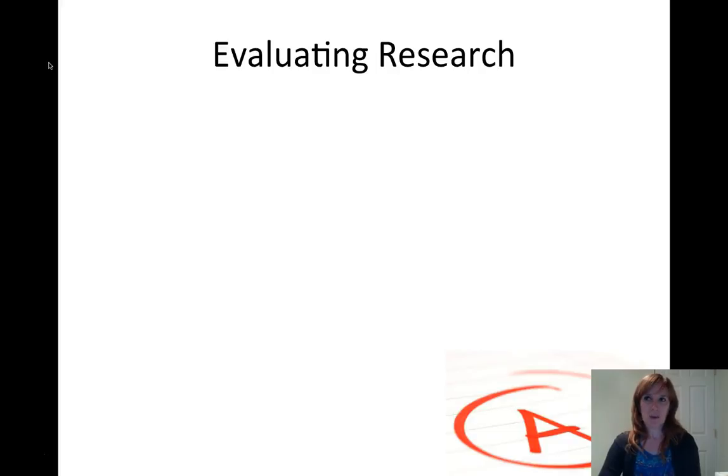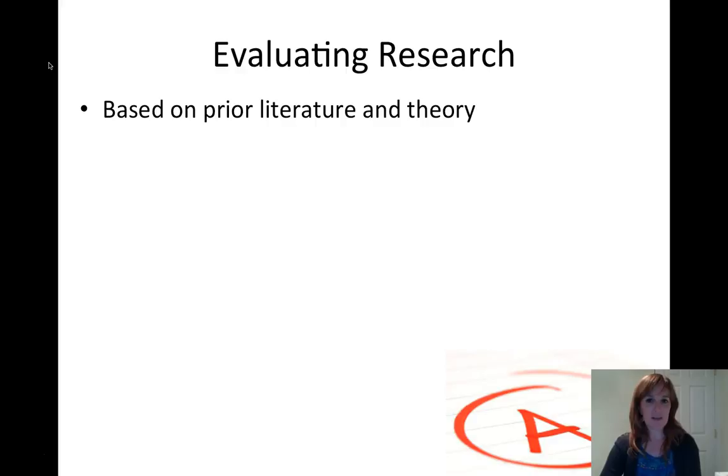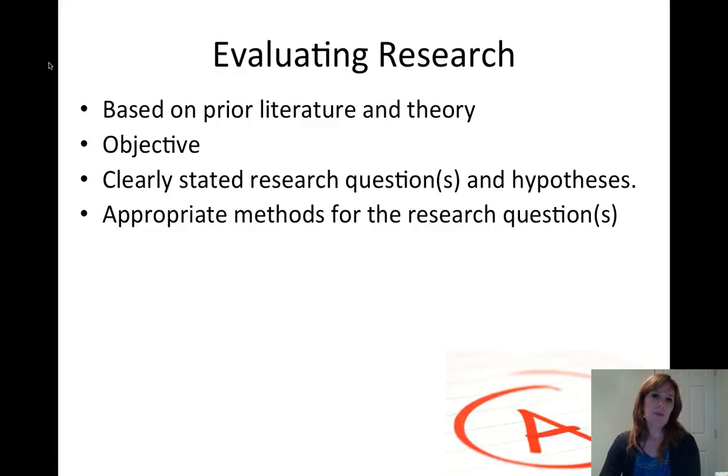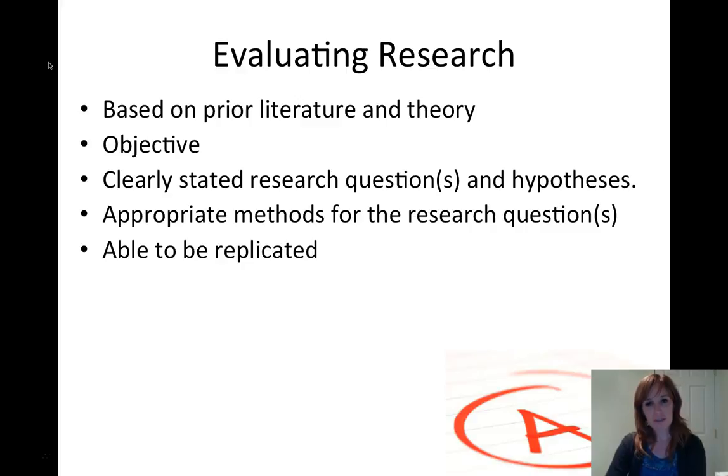So one of the things that I want you to be able to leave this class with is the ability to evaluate research, to evaluate evidence. And you can do that based on prior literature and theory, based on the objectivity that you see in that article, whether they have clearly stated research questions and hypotheses, whether the methods are appropriate for those research questions or purposes. The ability to be replicated is a key piece of this, and the This American Life podcast that I've asked you to listen to speaks a lot to that replication piece.